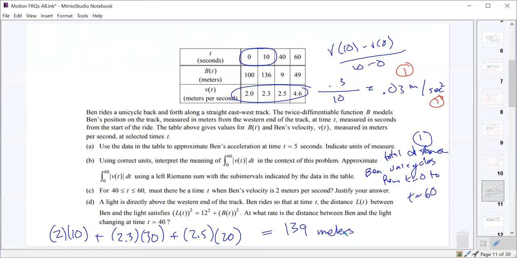So we're looking for a total distance traveled. So he unicycled 139 meters in those 60 seconds. That's some unicycling. Any questions there on part B? All right.